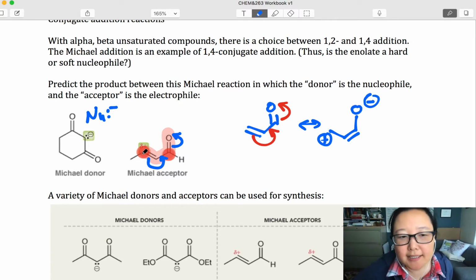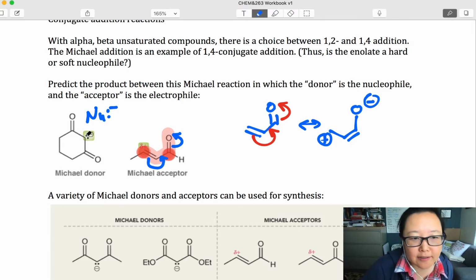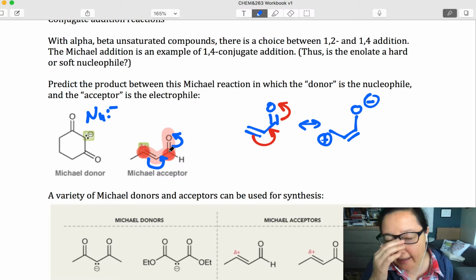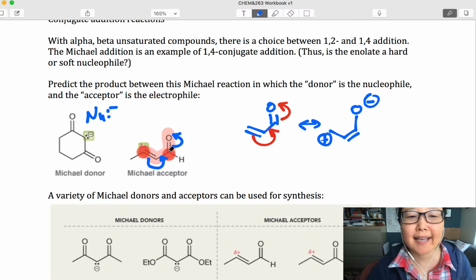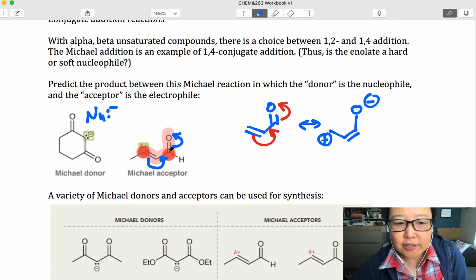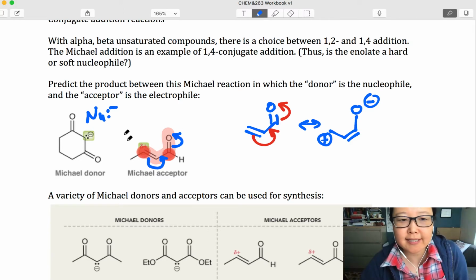All right. So with that in mind, you might wonder, how do we get the nucleophile to attack here instead of here, or vice versa? How do we control where it attacks? Well, it turns out that certain nucleophiles just prefer attacking at the 1,4 position, and some attack the 1,2 position.